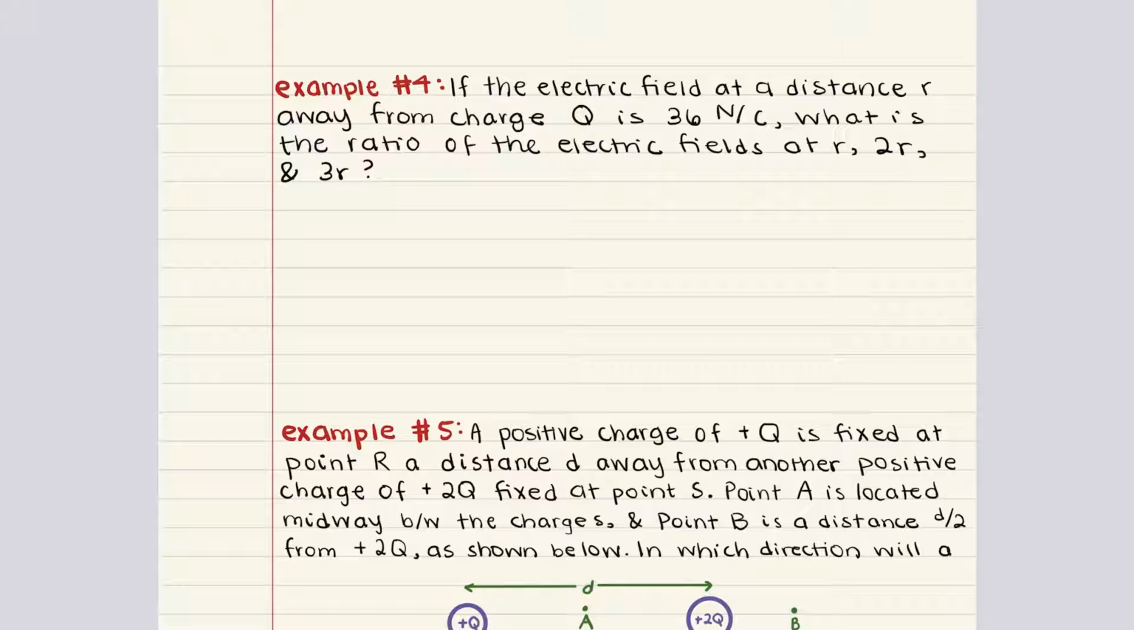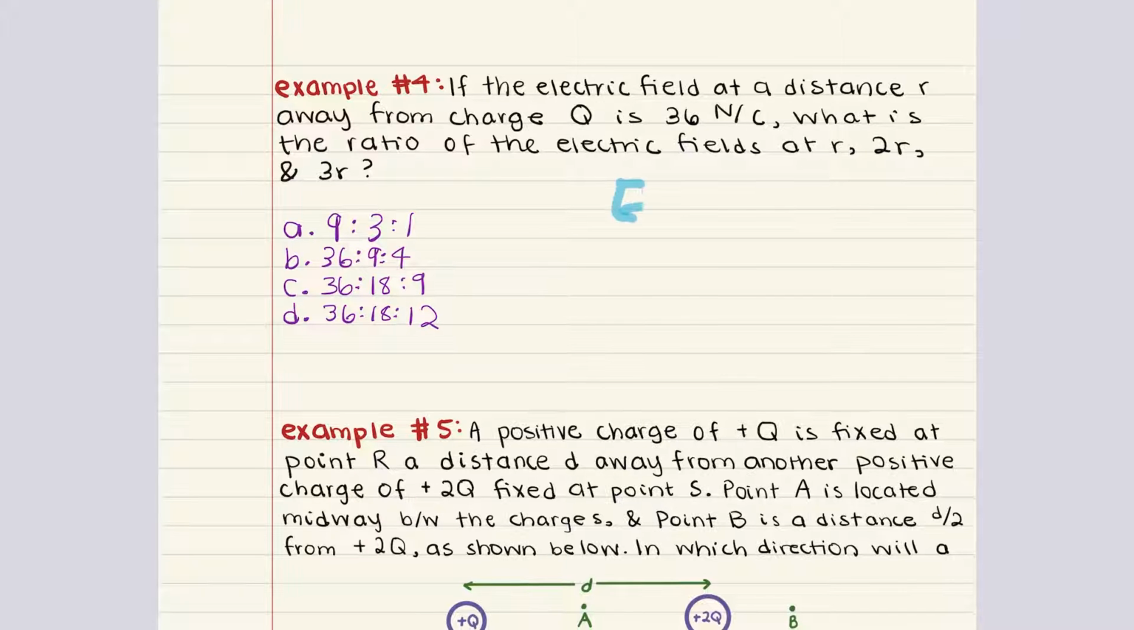Problem 4 says, if the electric field at a distance r away from a charge q is 36 newtons per coulomb, what is the ratio of the electric field at r, 2r, and 3r? Okay, the electric field E created by a point charge at a distance r away from the charge is given by this equation. E is equal to kQ divided by r squared. E is the electric field, k is Coulomb's constant, Q is the charge creating the electric field, and r is the distance from the charge.